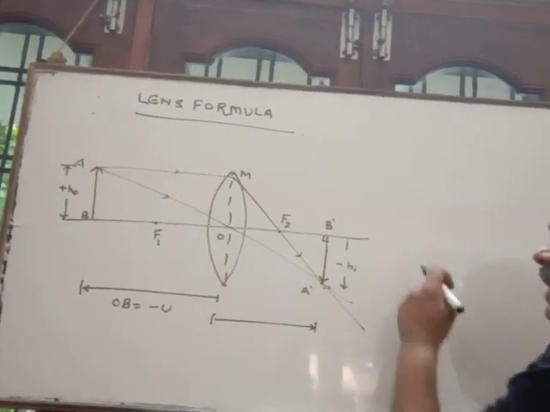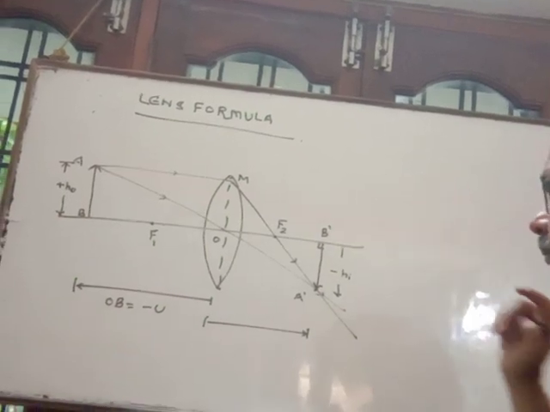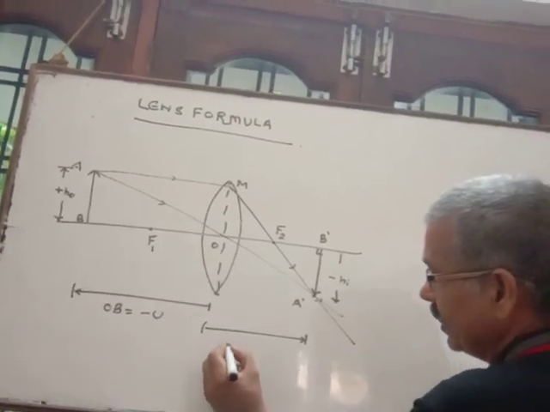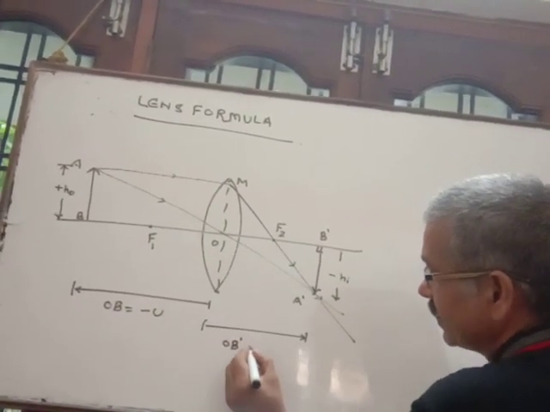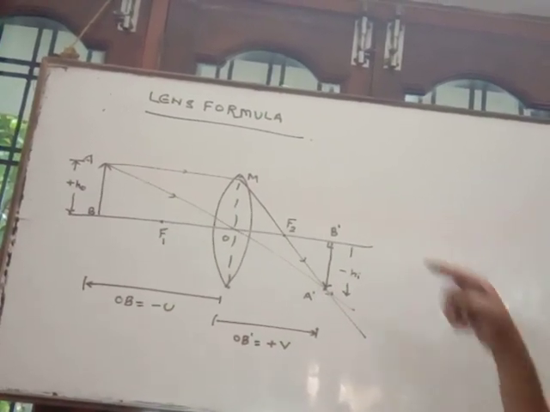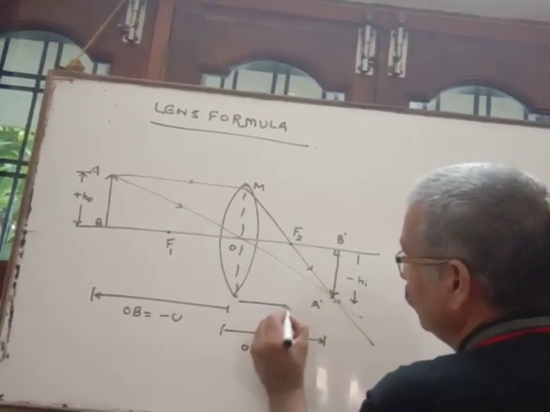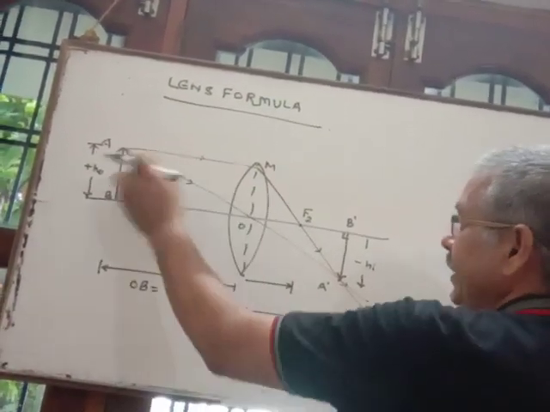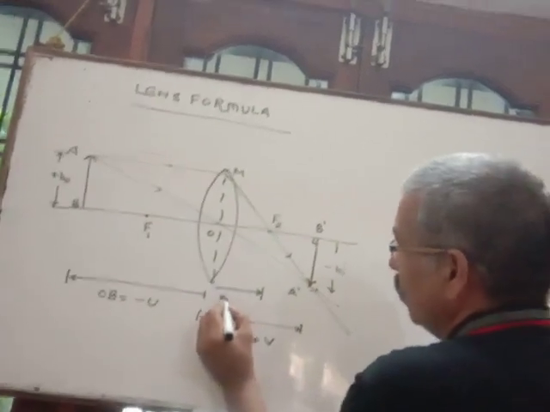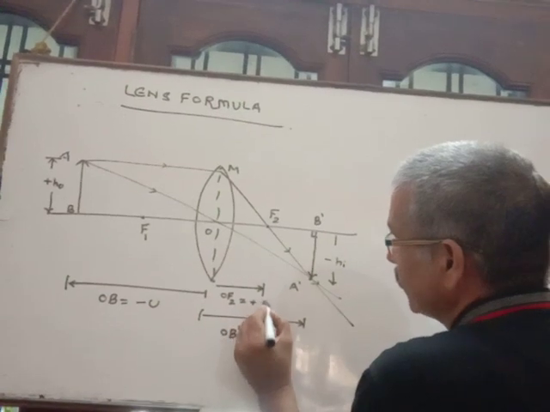To measure the distance of the image from the optical center, we move along the direction of propagation of the incident ray, so it is positive. So OB dash is equal to plus V. F2 is the main focus, and to measure its focal length, we move along the direction of the incident ray. So here OF2 is equal to plus F.